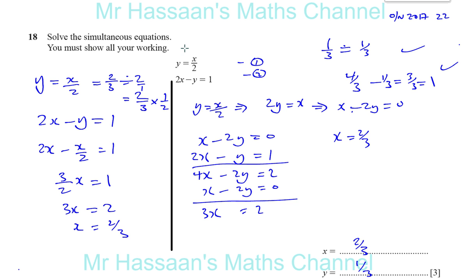And then we can just use the same way. So, right, we know that y is equal to x over 2, which is, as I did before, 2/3 divided by 2, which is equal to 2/3 times a half. Okay, times a half, so it's not bad there. Equal to 1/3. So y is equal to 1/3, and x is equal to 2/3.